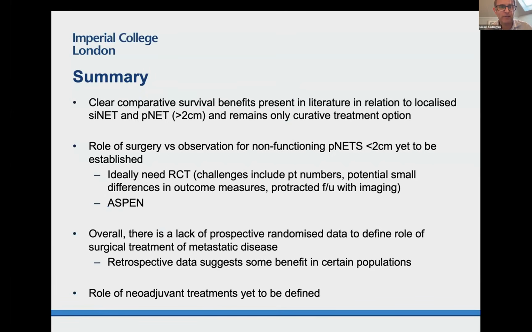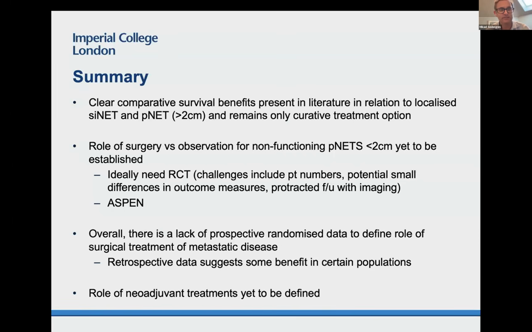So in summary, there are clear comparative survival benefits present in the literature in relation to localized small bowel neuroendocrine tumors and pancreatic neuroendocrine tumors above 2 centimeters, and surgery still remains the only curative treatment option. There is a debate for the role of surgery versus observation in non-functioning pancreatic neuroendocrine tumors that are less than 2 centimeters. Ideally, we need randomized controlled trials.